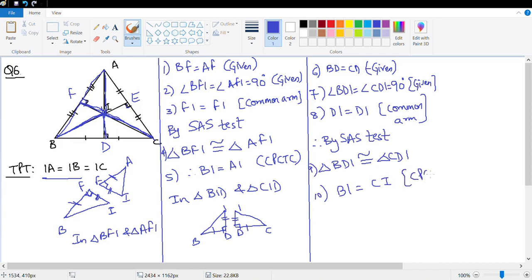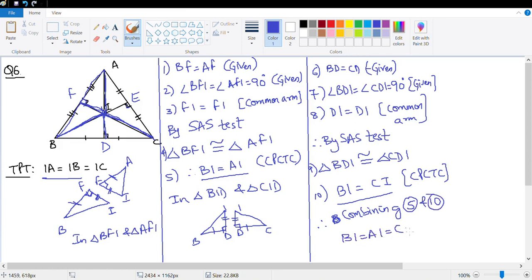Why? CPCTC. So I've got BI is equal to CI and I've got BI is equal to AI. Therefore, by combining number 5 and 10, I get BI is equal to AI is equal to CI. This is what they wanted me to prove. So hence proved. Done. Let's look at the next question.